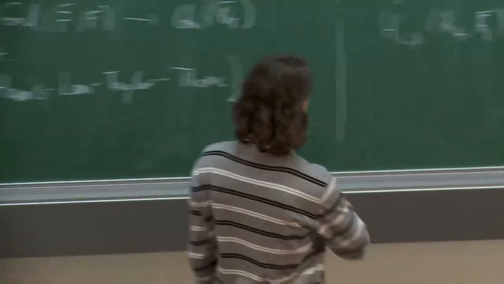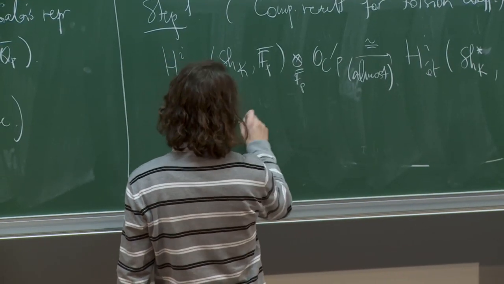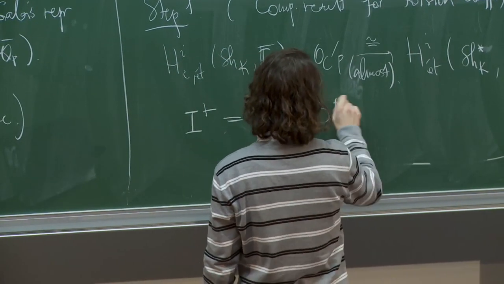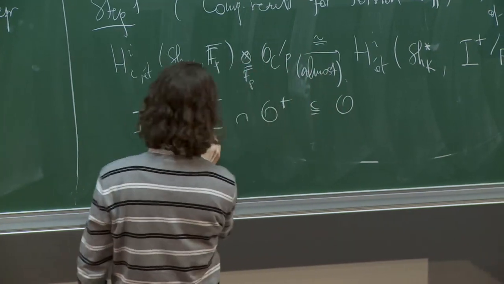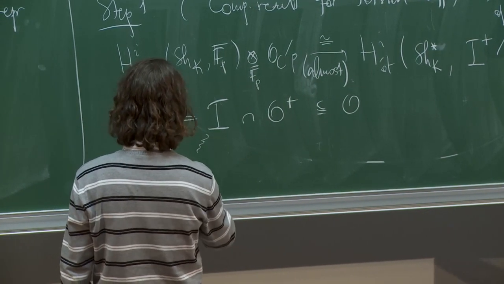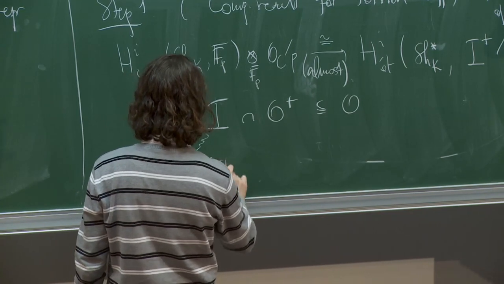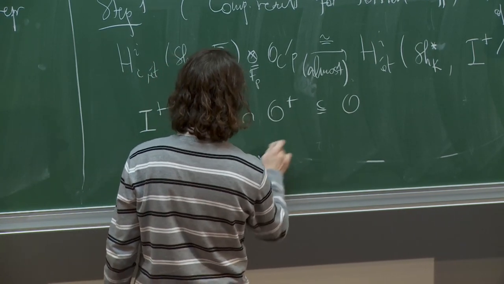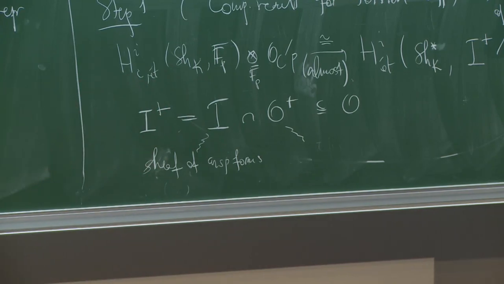So what is I plus? So I plus is the intersection of I and O plus inside the structure sheaf, where I is the ideal of functions which vanish at the boundary, the sheaf of cusp forms. And O plus is the sheaf of functions bounded by 1.